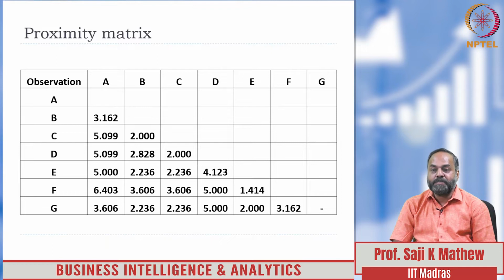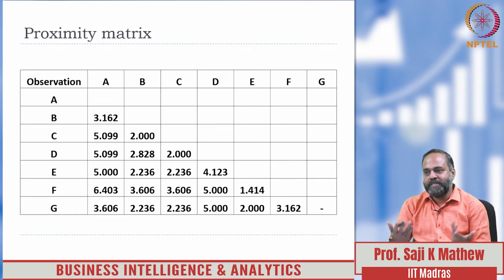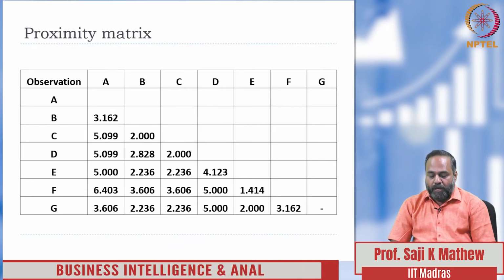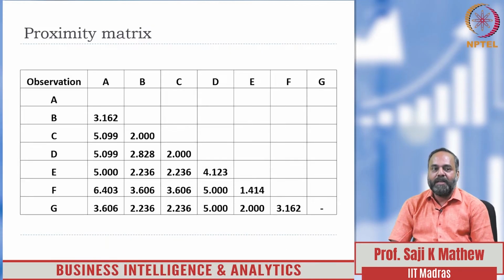What is the Euclidean distance between A and A? 0. There is no distance. They have the same value. If you copy A and A, then it's the same value, so therefore it is 0. A and B is 3.162, A and C is 5.099, and C and B is 2.0, and so on. So we got a diagonal matrix of distances between objects, like the correlation matrix, and this is known as the proximity matrix. These are values that indicate distances pairwise.